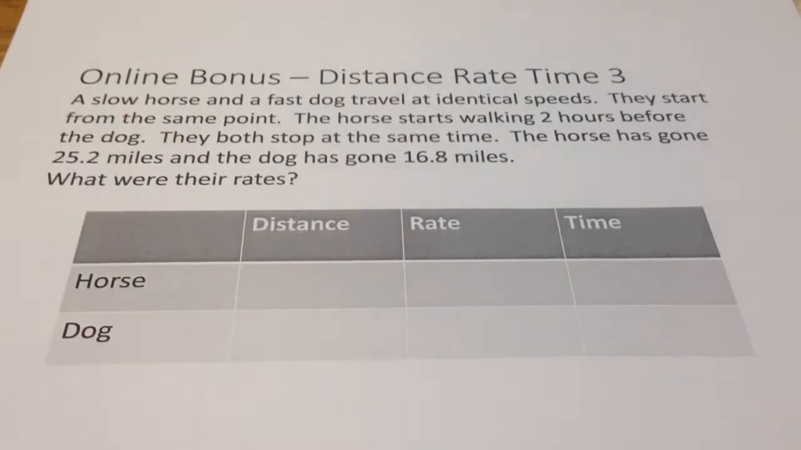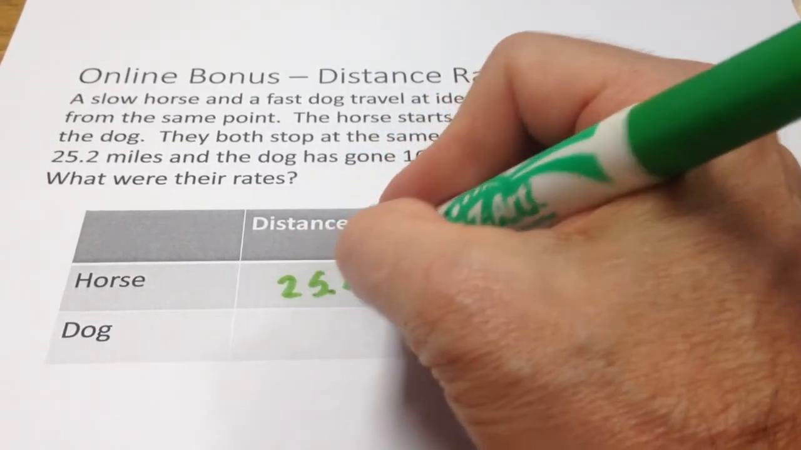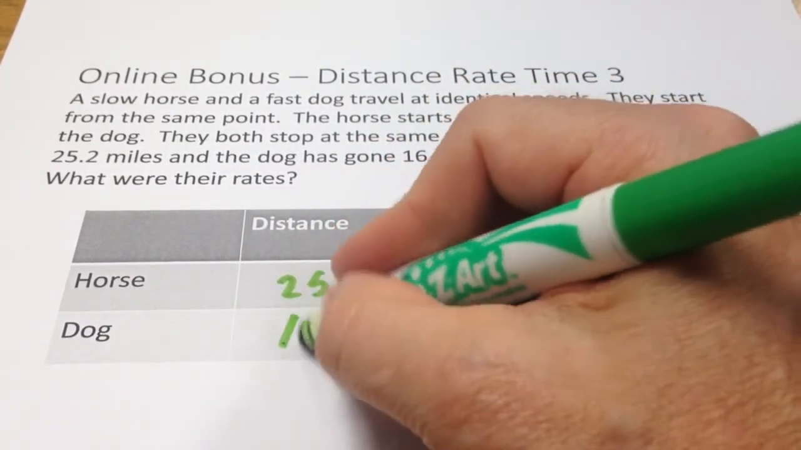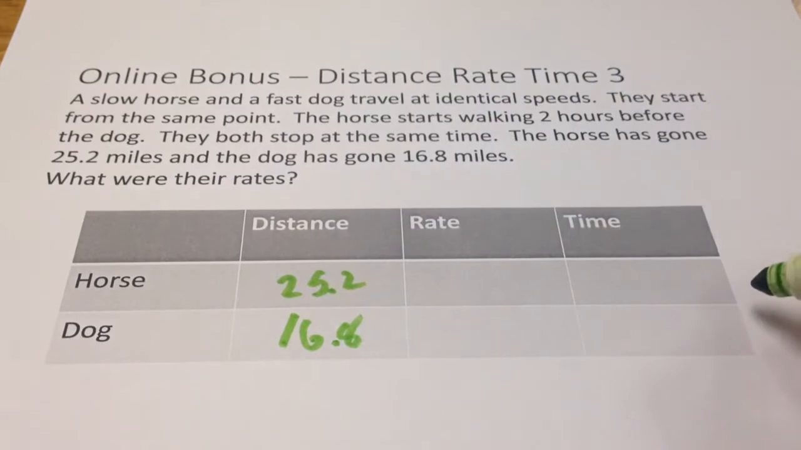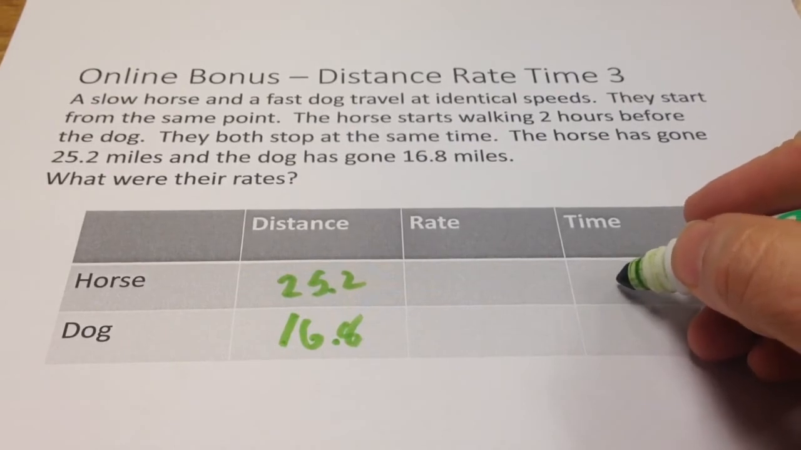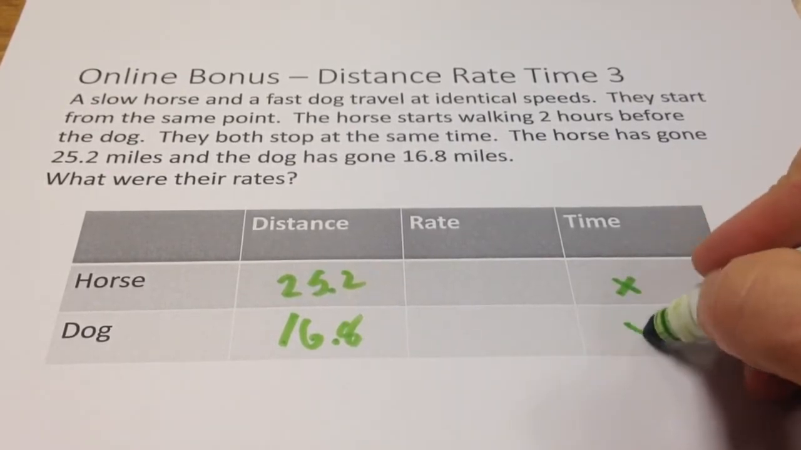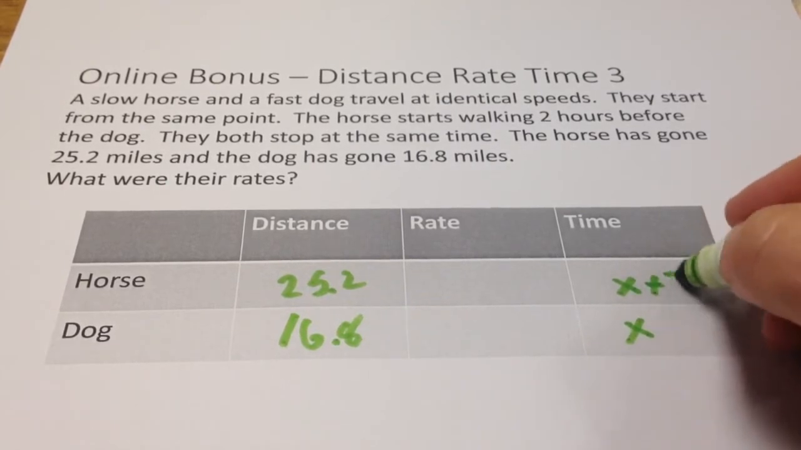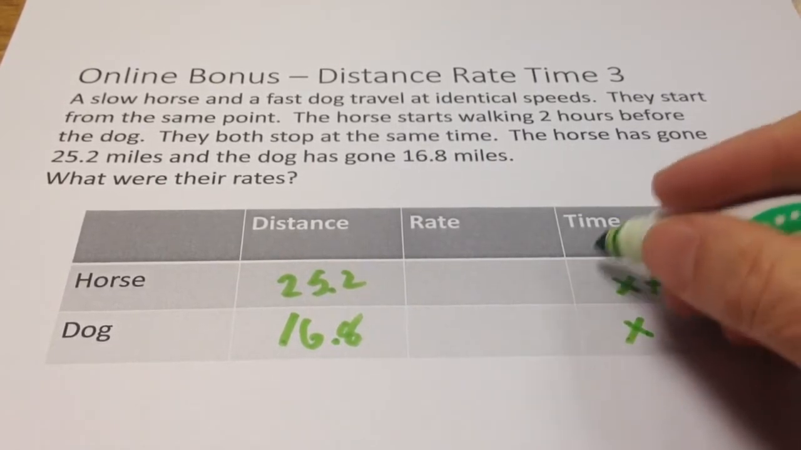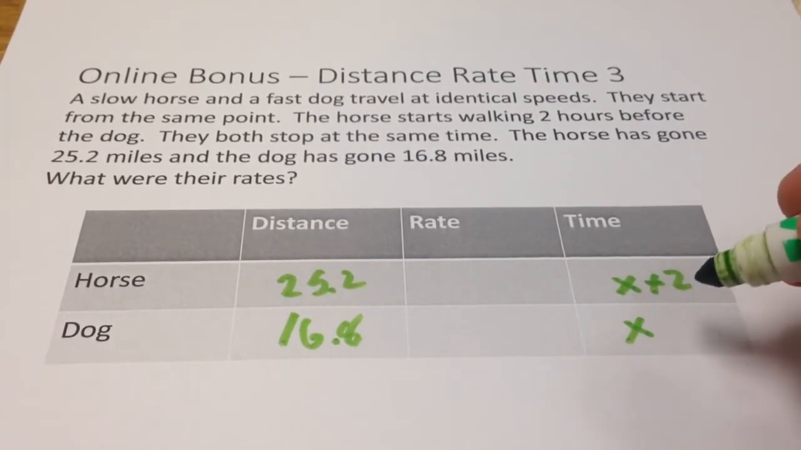I suggest organizing it in the distance, rate, time box here. So our horse was 25.2. Our dog was 16.8. Our rates, we don't know. But we do know if we make the horse x, we can make the dog x minus 2. Or if we make the dog x, we can make the horse x plus 2, because the horse is going to walk 2 hours longer. Always important to think about which number you want to be bigger.